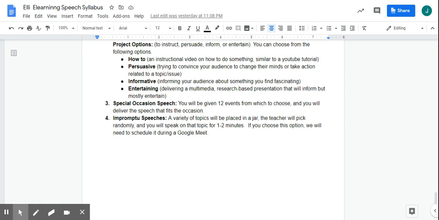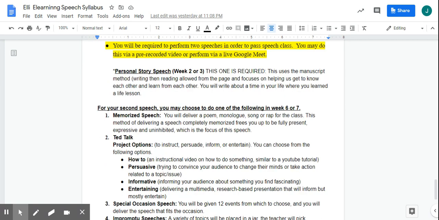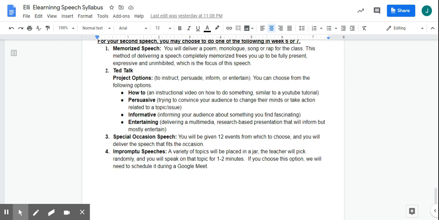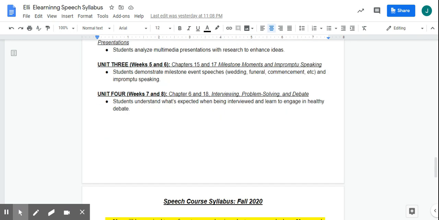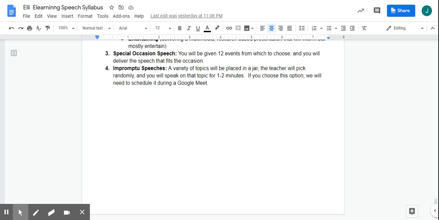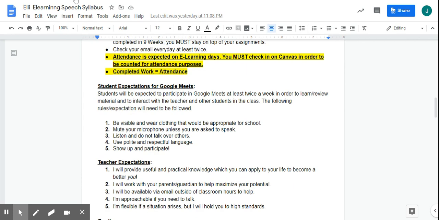Or you can do an impromptu speech, which would have to be done via Google Meet, where I would just give you a random topic and you would have 1 to 2 minutes to speak on that topic. So you've got some options here. So again, you're going to do your personal story, and then one of these other 4 types of speeches. But we'll have some time to get together and talk about those things and prepare for them. Okay?